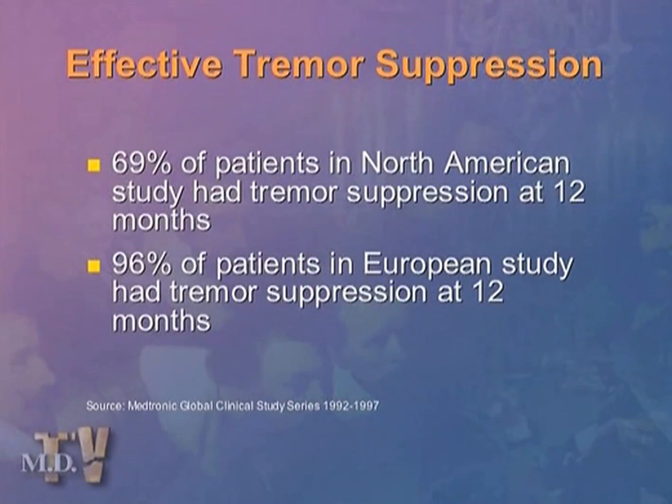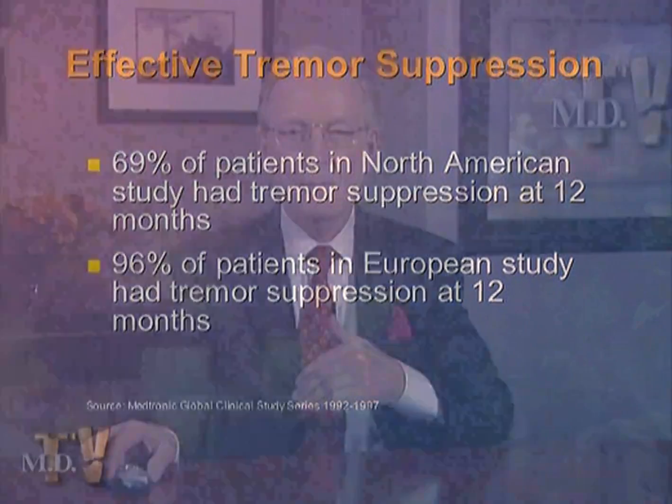When you do this with deep brain stimulation, you have an opportunity in most patients to reduce the tremor significantly. And in the North American study, it showed that you could reduce the tremor at 12 months in 69% of the patients. In a European study, it was even higher. And most of those patients will get at least 50% or 75% improvement in their tremor.